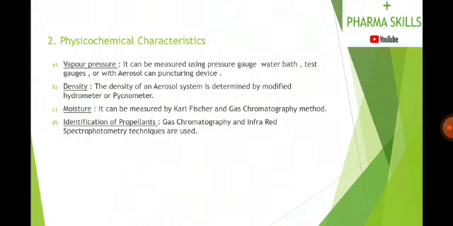Now the moisture content. The moisture content is measured by Karl Fischer or gas chromatographic method. Now identification of propellants. Propellants are also identified using gas chromatography, infrared spectra, photometry techniques. We can also determine the blends of propellant using these techniques.